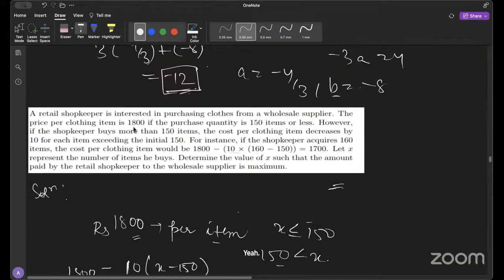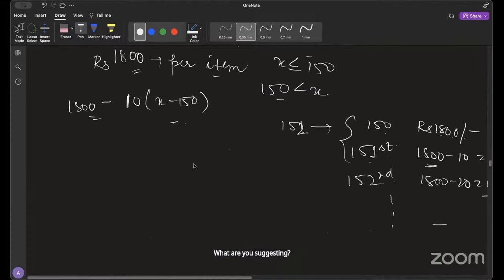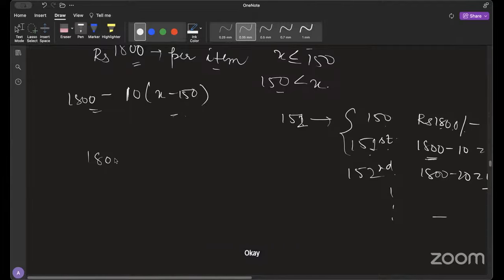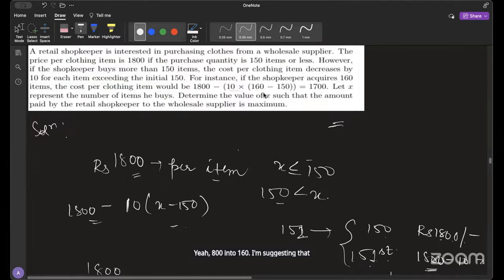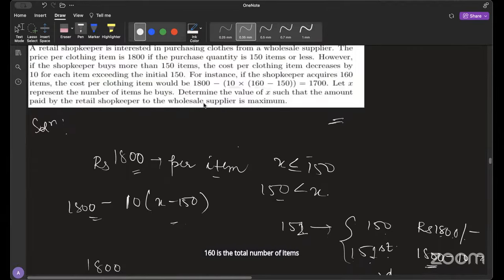Yeah, ma'am. And when they said 160, they are decreasing it by 160 minus 150. So the 1800 also should be multiplied by 160, no ma'am? Because it's per item. What are you suggesting? I am saying 1800 per item, 1800 into 160, because 160 is the total number of items. And we're not doing that right now. This is per item, this is per item.